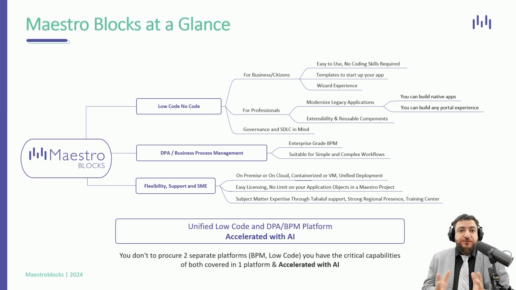So you don't have to procure two separate platforms, such as a separate BPM platform to cater for the complex workflow needs and a separate low-code platform to cater for the application modernization needs. You have both the critical capabilities required in both platform segments within one unified platform, and it is also accelerated with AI.